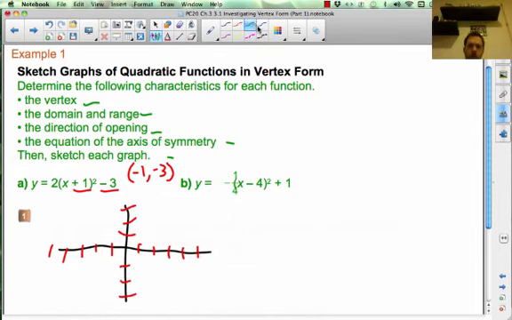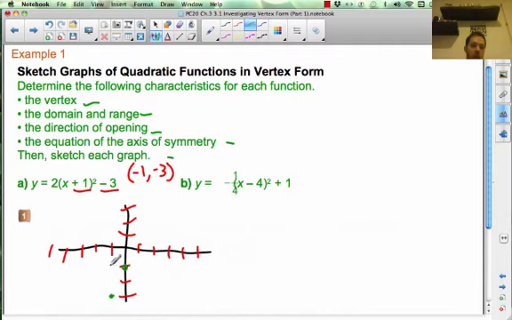Hopefully yours looks a little better than mine. But if it doesn't, don't beat yourself up. And then you can start plugging some points into here. So our vertex is at negative 1 and negative 3, which is right here. Now, A is positive 2, so this means it's going to open up. Now, normally we'd go over 1 and up 1, but since A is positive 2, we're going to multiply all our y values by 2. So we go over 1 and up 2.